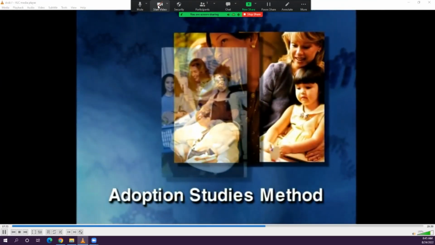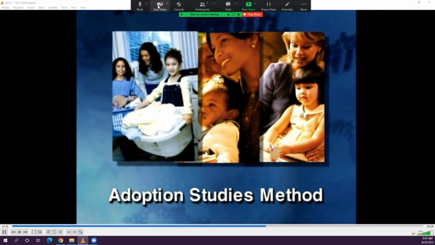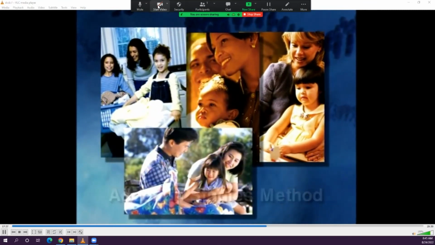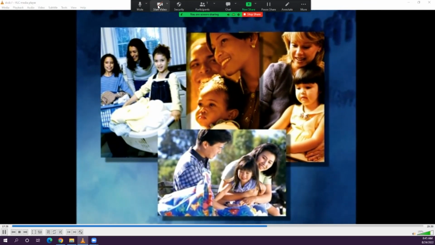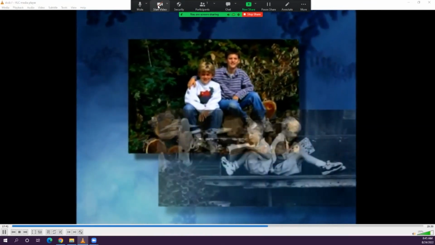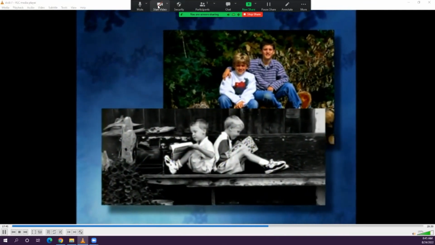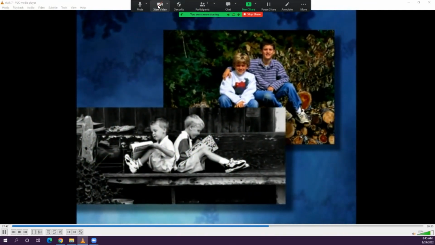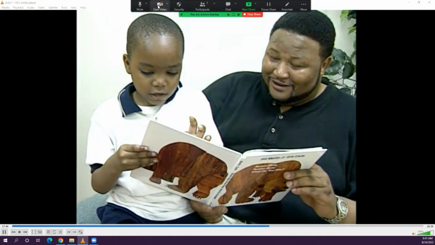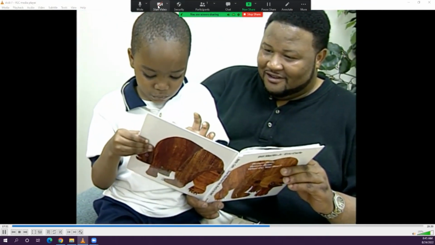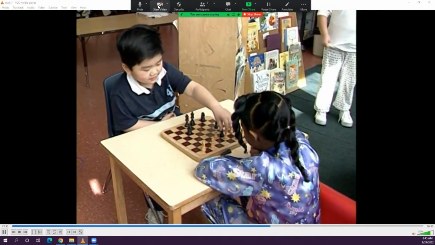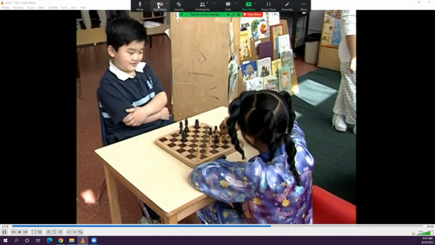In the adoption studies method, intelligence was shown to have both a genetic and environmental component. In one study, adopted children had an IQ more like their biological parents than their adoptive parents. In other studies, children who were adopted into stimulating environments had higher IQs after this exposure.